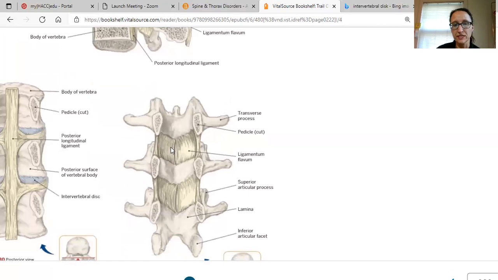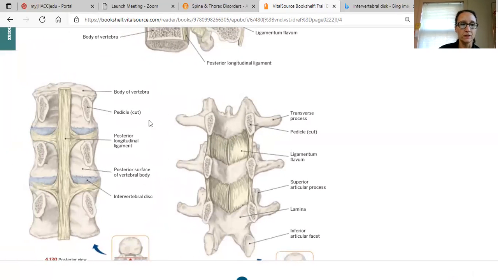Here's another view of the ligamentum flavum. Okay, just giving you an idea of what you're looking at here. Transverse process. The body of the vertebrae really have been taken off. Here's another view of that posterior longitudinal ligament. See how it stabilizes the whole thing, and it actually has extensions of it out and around the disc.